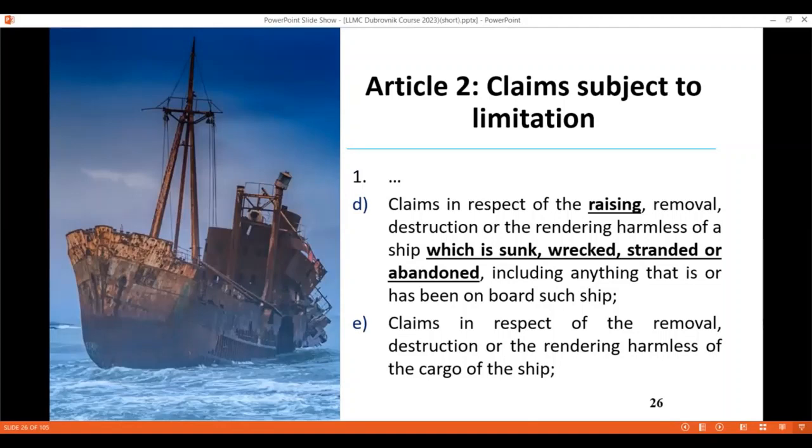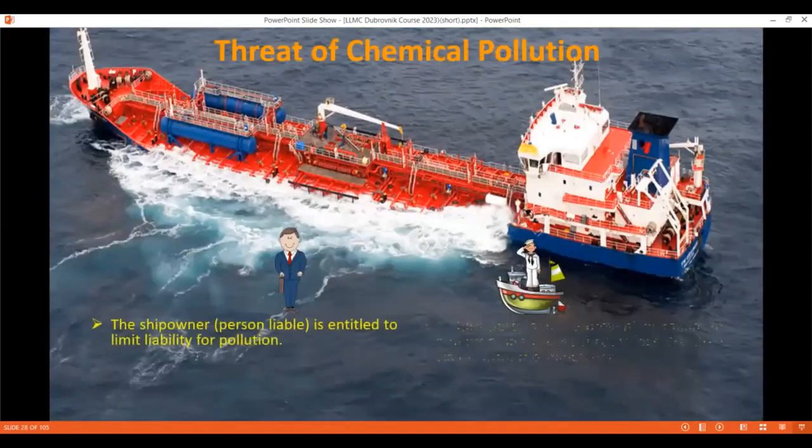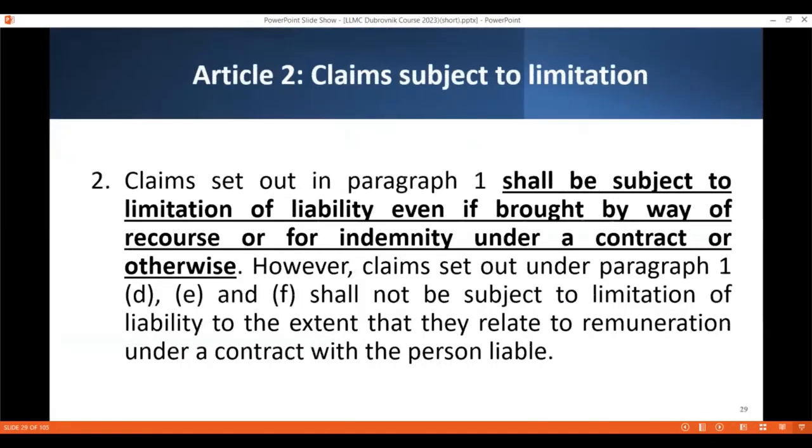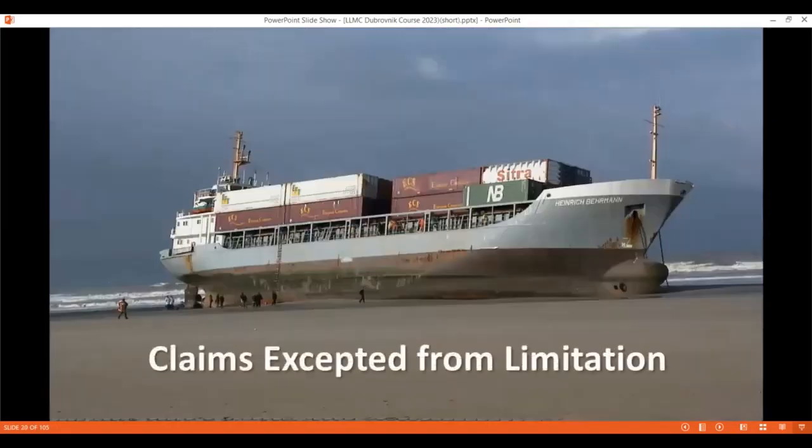So it is very important, in my opinion, to remove these two provisions from the scope of application of the LLMC. And in fact, in 1976, it was the only reservation that was available under the convention. Let me just jump this one. And claims will be subject to limitation whether they are brought directly or as indemnity.